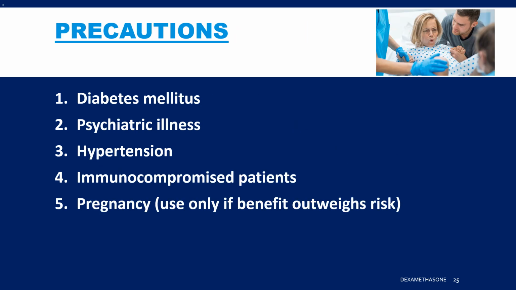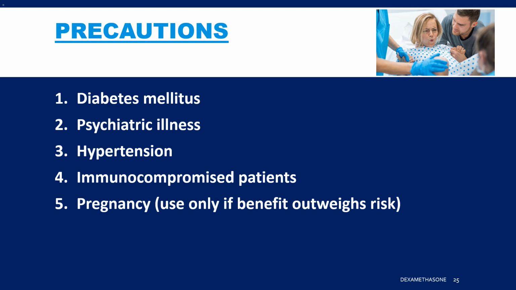Precautions with dexamethasone. 1. Diabetes mellitus. Dexamethasone can increase blood glucose levels, so patients with diabetes mellitus should be closely monitored and their treatment plan adjusted as needed. 2. Psychiatric illness. Patients with a history of psychiatric illness should be closely monitored for signs of mood changes, anxiety, or psychosis while taking dexamethasone. 3. Hypertension. Dexamethasone can cause fluid retention and increase blood pressure, so patients with hypertension should be closely monitored and their blood pressure regularly checked.